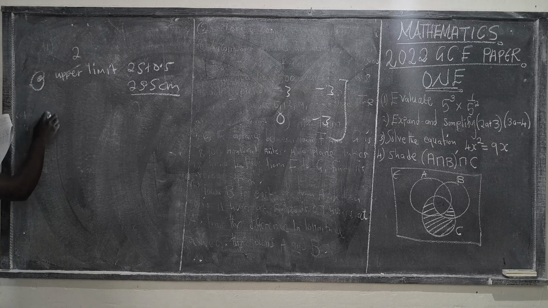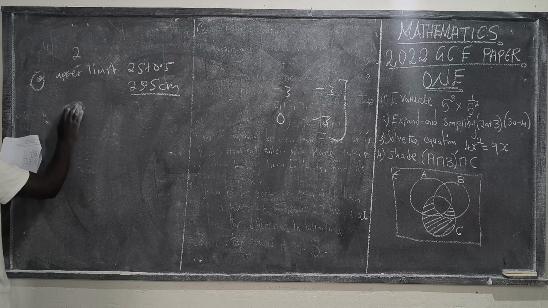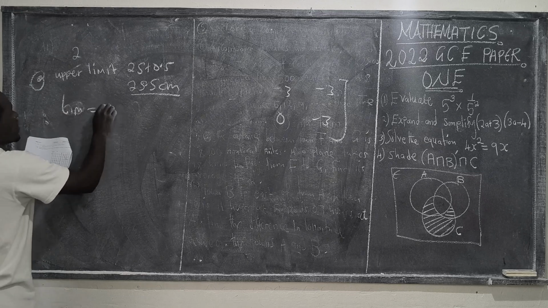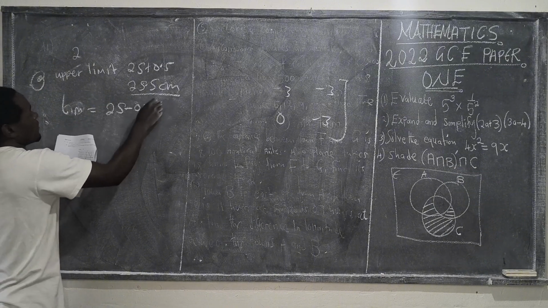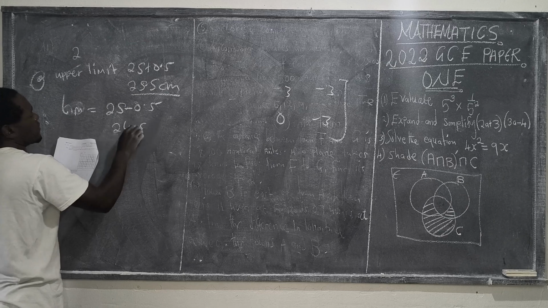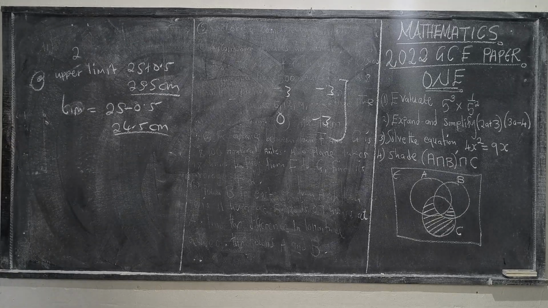This is A. And then the lower limit, you just say 25, we are saying lower limit. So say LL, which is the lower limit, is equal to 25 minus 0.5, which will give you what? 24.5 centimeters. Done and dusted. You have your answers. 2 marks there.